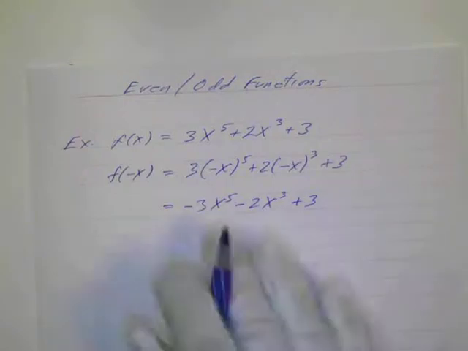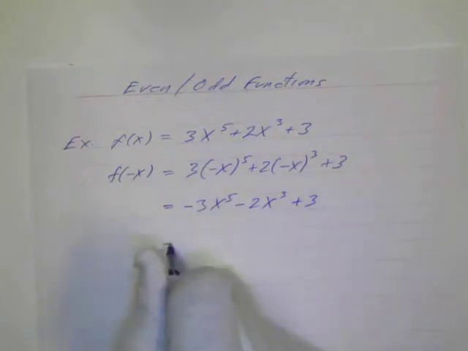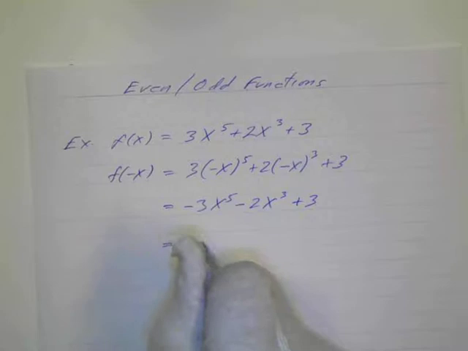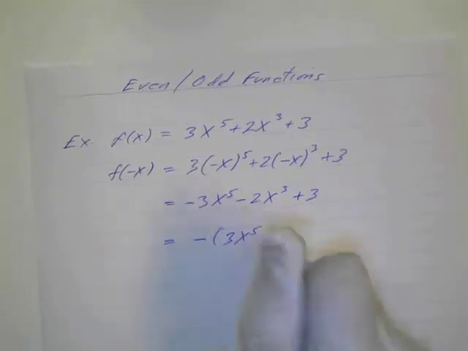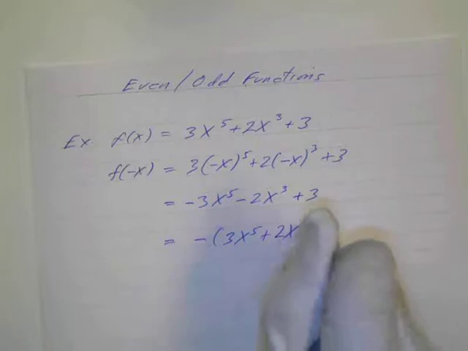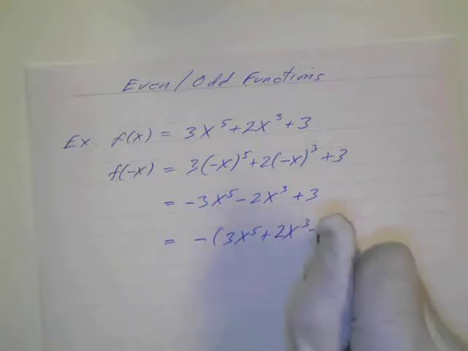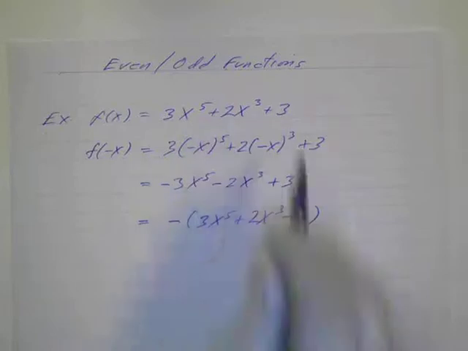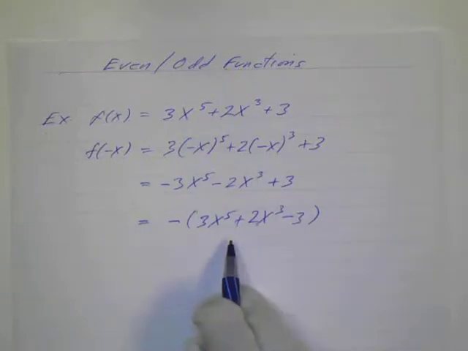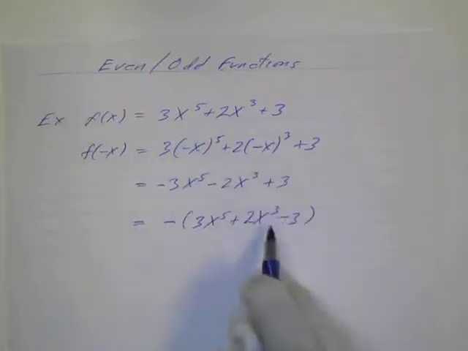So if, like we did before for odd functions, I factor out a negative sign, if I put a negative in front, I've got 3x to the 5th, positive 2x to the 3rd, and negative 3. And notice how this is not f of x. It's almost f of x, but this sign's different.